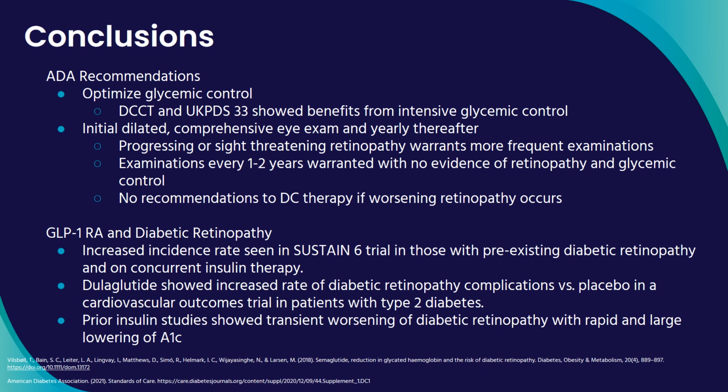Prior insulin studies showed transient worsening of diabetic retinopathy with rapid and large lowering of A1C, referred to as the early worsening phenomenon. The largest worsening of diabetic retinopathy complications in the previously stated trials occurred in those with pre-existing complications and those with large rapid A1C reductions. These trials support the theory that rapid lowering of A1C may increase the risk of transient worsening of diabetic retinopathy, especially in those with pre-existing retinopathy.